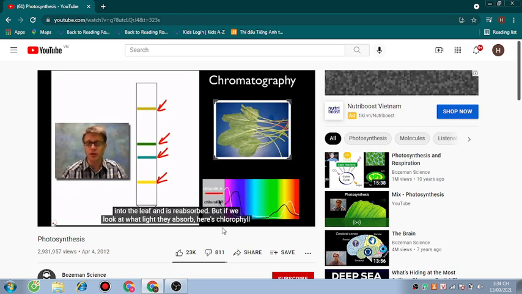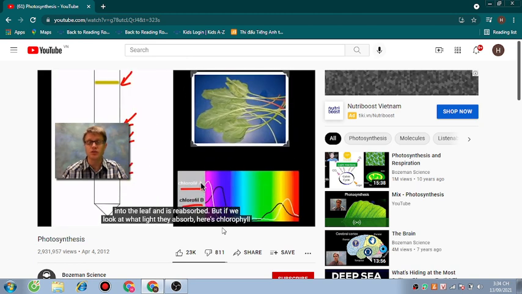But if we look at what light they absorb, chlorophyll a and here b, this is what they call their absorption spectrum, and you can see that they absorb a lot of the blue, a lot of the red, but they don't absorb a lot of this in the middle, this green. And so a quick question could be, what is a plant's least favorite color? Plants reflect that green light.